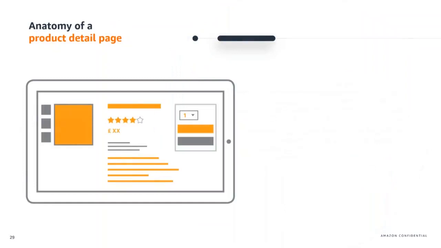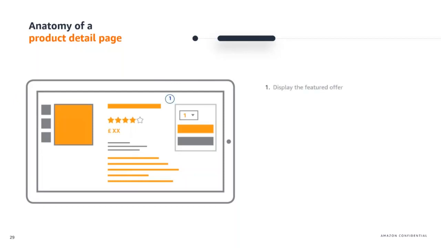So now this probably looks a little familiar to you, but I want to start by looking at the components of a product detail page from an advertising perspective. So the first three are related to the eligibility criteria that we just talked about, while the others are related to product detail page setup.